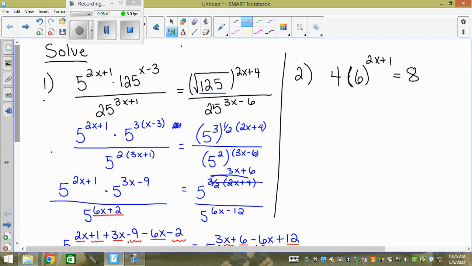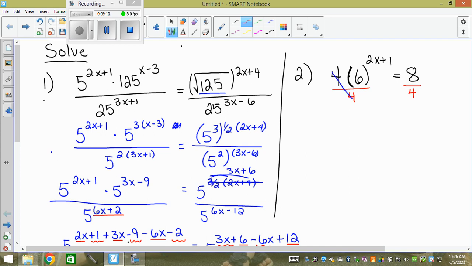The 4 can't join the 6. The 6 has an exponent. The only way you can make anything with an exponent combine is just like our last example. It has to have a common base. That is not a common base. So I cannot do that. But I can divide the 4 over. Why can I divide the 4 over in this case? Yeah, because 8 doesn't have an exponent, and 8 divided by 4 is something we learned about in grade 3. That's a grade 3 math skill. That's why we can do it.